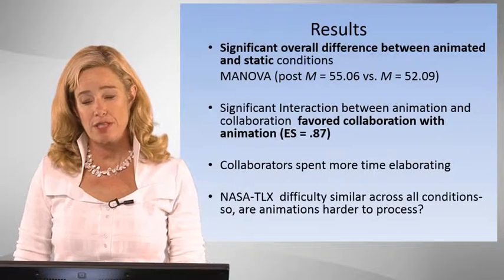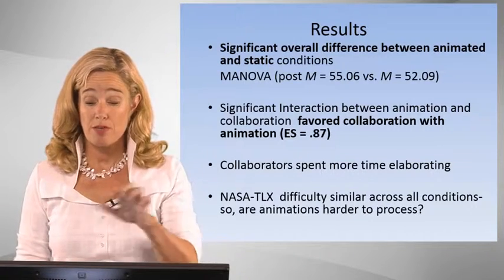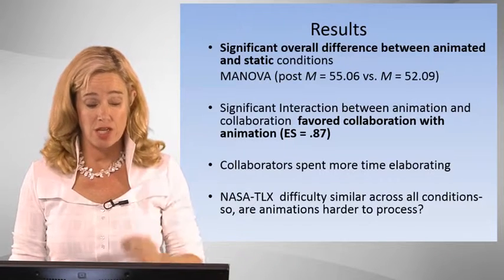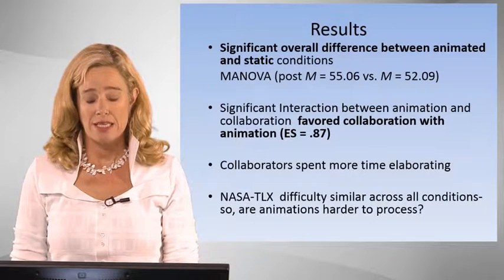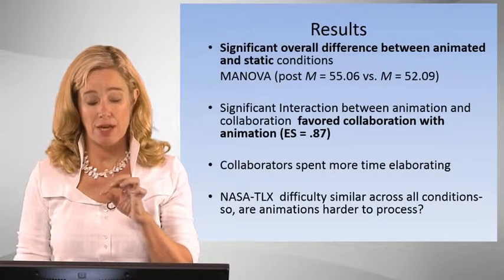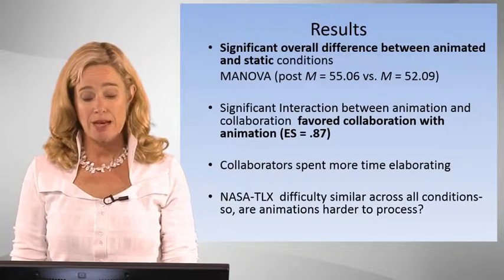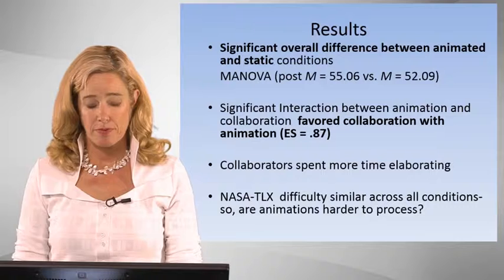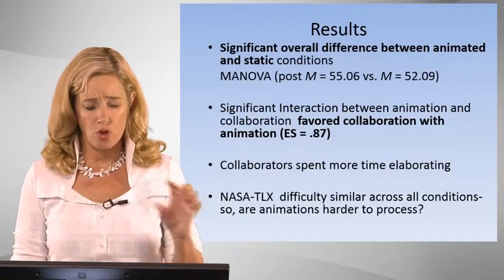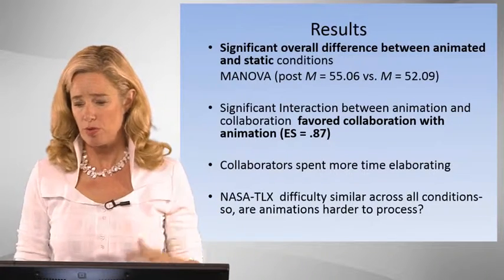So what were their results? Significant overall difference seen between animated and static conditions. So the post mean for animated was 3 points higher. Significant interaction between animation and collaboration, such that the group that was collaborative and also saw the animations did significantly better. So that was an effect size of 0.87, large effect. And collaborators spent more time elaborating. The TLX showed that actually difficulty was similar across all conditions. So animations weren't harder, nor were they easier to process.